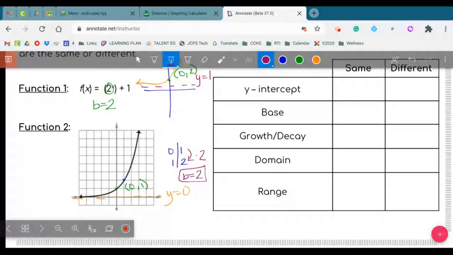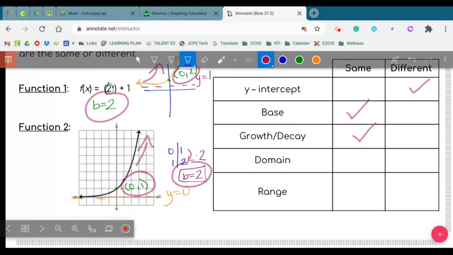So let's go over. Y-intercepts, are they the same or different? This y-intercept is (0, 1). This one's (0, 2). So they're different. Bases, this one is 2. This one is 2. So they're the same. They are both going up, so they're both growth. So that's the same. Domain will always be the same. And then our range and our horizontal asymptote, those are the last two. Asymptote's on my next page, so we're going to add it on down here.